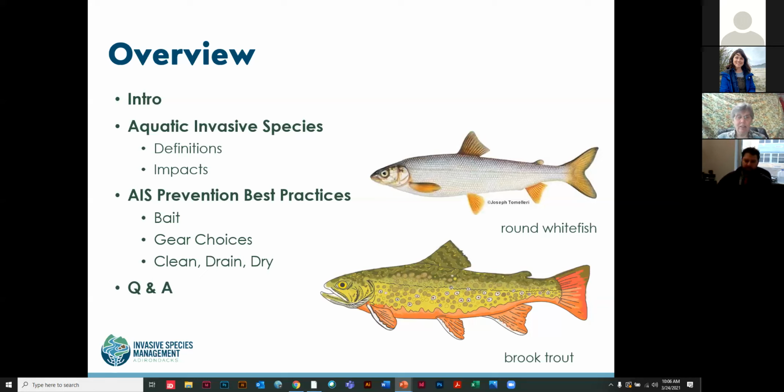Also getting into definitions, when I say aquatic invasive species, I might shorten it here and there to just be AIS. And then part 3, we'll get into prevention best practices while you're out there angling in the Adirondacks. We're going to spend a lot of time talking about bait. We're going to talk about gear choices, and we're going to talk about your basic clean, drain, dry principles. You may have heard it before, but it's so vital and so important to protecting our habitat that it's always important to review and proselytize to everybody in the circle. And then towards the end, we're going to have our Q&A.